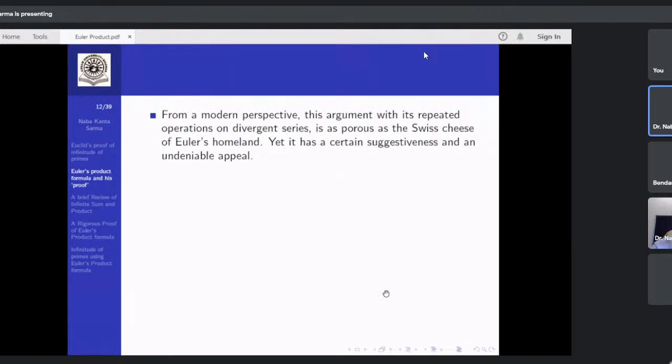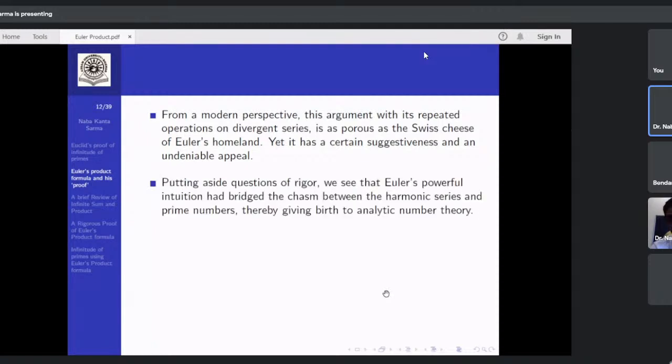From a modern perspective, this argument with its repeated operations on a divergent series is as porous as the sweet seas of Euler's homeland. Yet it has certain suggestiveness and undeniable appeal. Putting aside the questions of rigor, we see that Euler's powerful intuition has bridged the chasm between the harmonic series and the prime numbers, thereby giving birth to analytic number theory.